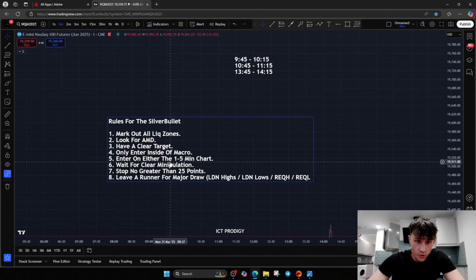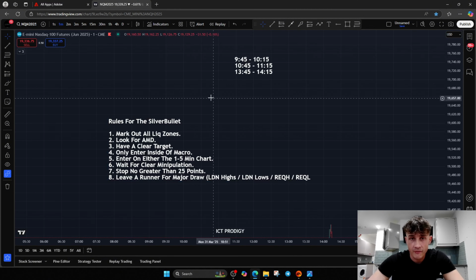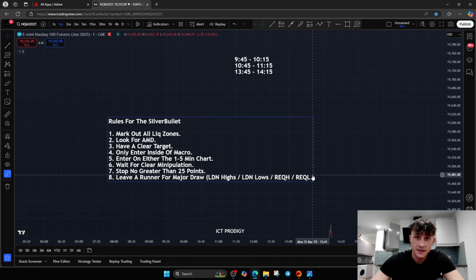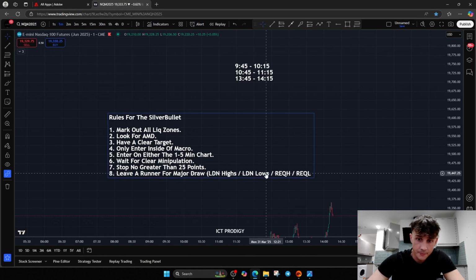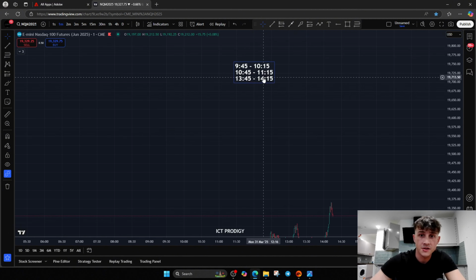So then you want to wait for your clear manipulation, and then you want to make sure you have a valid stop. Then you just want to enter simply on a fair value gap. So I'm going to break down this trade that we took this morning, and hopefully you guys can learn something.